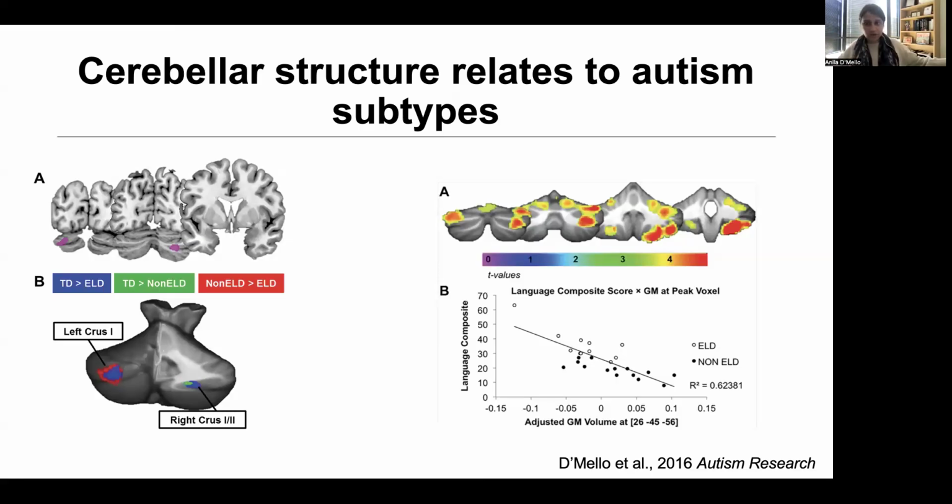We sorted only on language delay. So did you have a language delay? Did you not have a language delay? It turns out that is the deciding criterion, or it used to be before Asperger's disappeared, right? So you can't have that diagnosis anymore. But yes, the left Crus I ends up being the difference between the groups, right? It comes out as differentiating the two groups. But when you look at both of them versus typical kids, it's really that one has this bilateral deficit and one looks more unilateral.